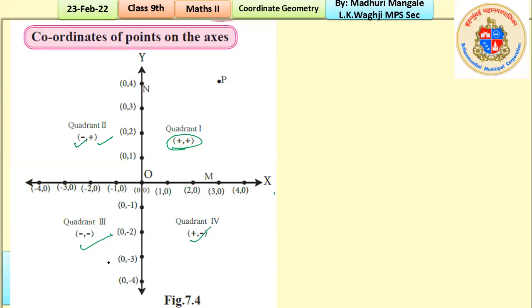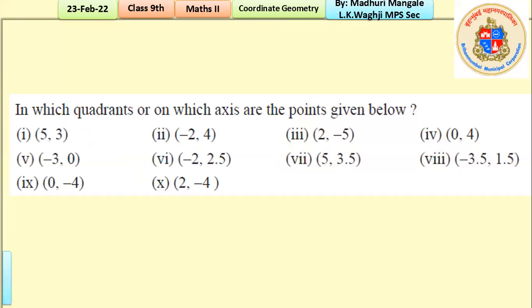For third quadrant, both negative. And lastly, one positive, one negative. Okay, let's do some problems. So in which quadrants or on which axis the points given below lie?